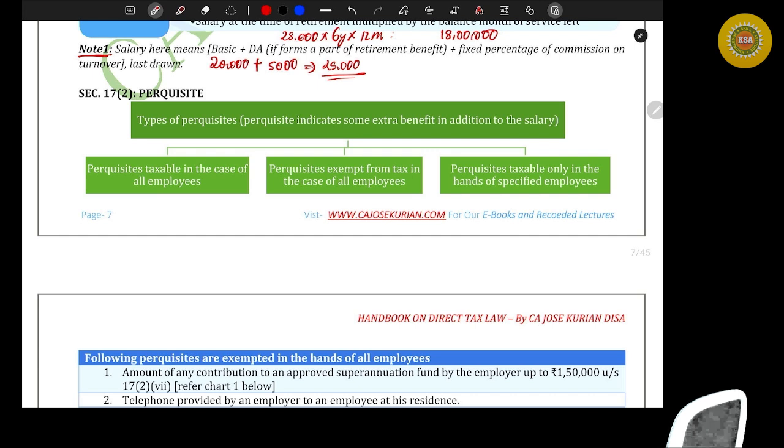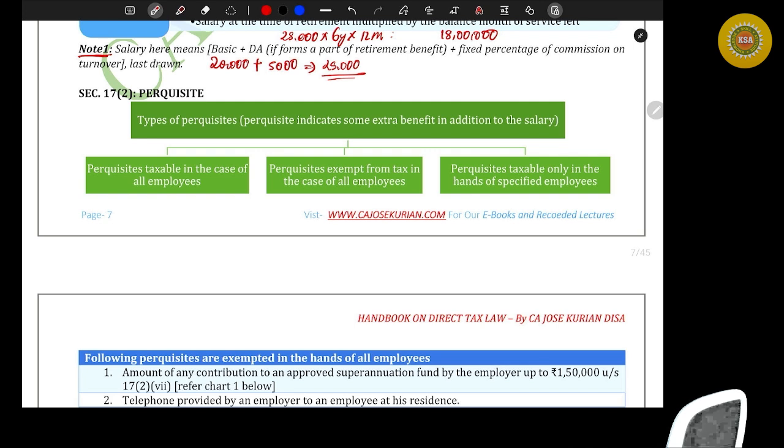Additional benefits. Allowance means a fixed monthly sum given by the employer to the employee, irrespective of the actual expenditure incurred by the employee. The employer doesn't care whether the employee incurs that expenditure or not. Every month he will pay a fixed amount, that is called allowance. How about perquisite? Either the employer will give him a benefit or the employer will reimburse the actual cost or a portion of the actual cost of the employee. That is called as what? Perquisite.